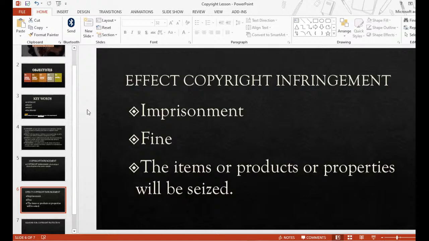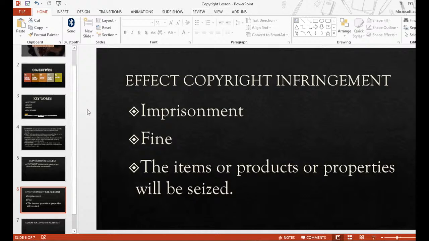The third thing that happens when you infringe upon copyright is that the items, or at times even your properties, might be seized, because it is assumed that those properties may have been acquired through illegal means. Is it clear? So the items will be seized, the properties might be seized, or the products will be seized.